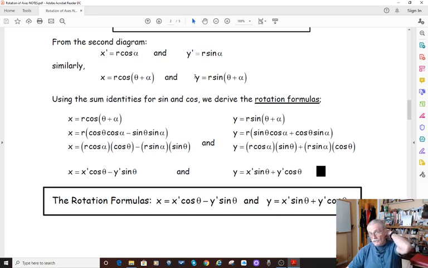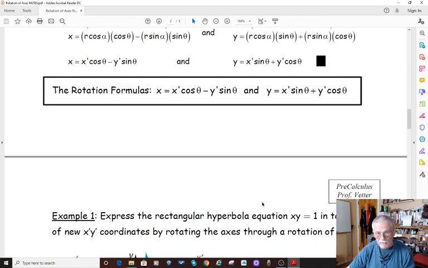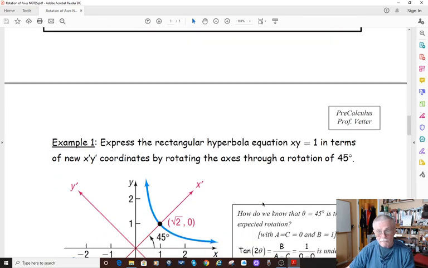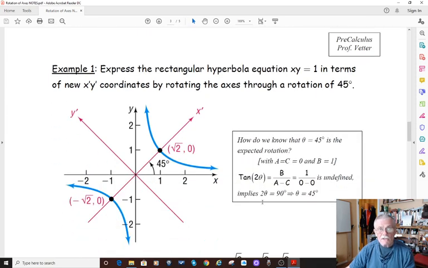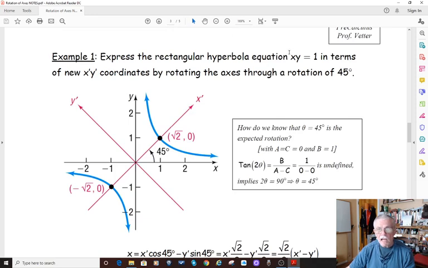Okay, the derivation simply is there so you have an understanding maybe of where it came from, but we're going to use these. And this is not a memorization item, this is something you simply use. Okay, so next step, example number 1. Example number 1 says express the rectangular hyperbola. You learned this in high school, so we're looking at the blue here. xy equals 1 in terms of a new x prime y prime coordinate system by rotating the axis through a rotation of 45.